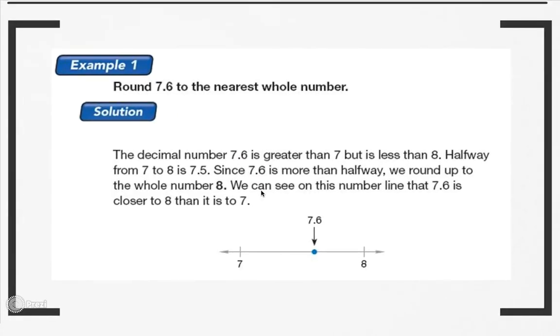So look at 7.6. Is 7.6 halfway? Yes, remember if it's more than 0.5, then it goes up. So this would round to 8. If it was below, it would go to 7.